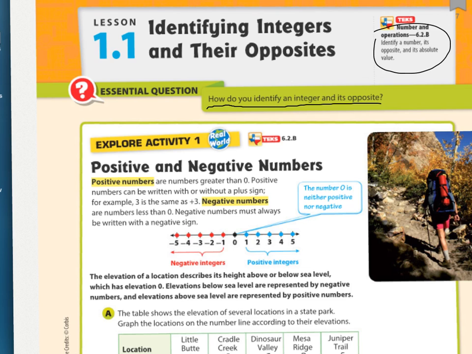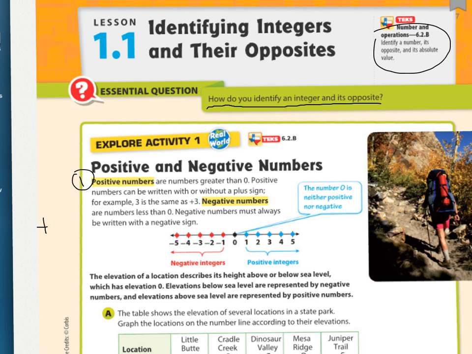Let's explore some of the vocabulary that you're going to be seeing in this lesson. The first one is positive number, and these are just the numbers that you've been working with since you were a little kid. Positive numbers are numbers that are greater than 0. And you can write them with the plus sign, which we call a positive sign, or without one. Either way, it's a positive number.